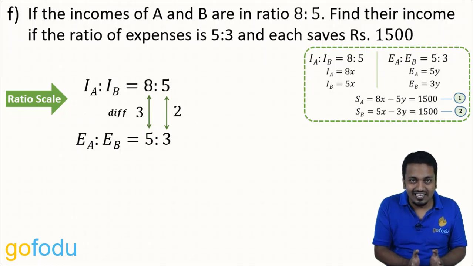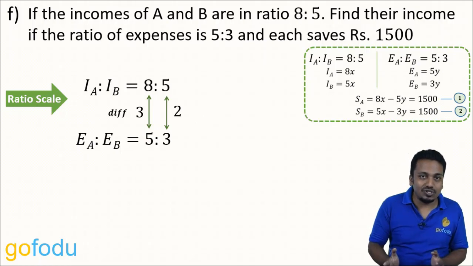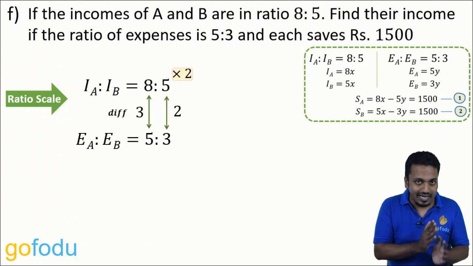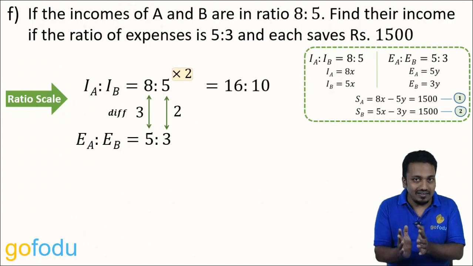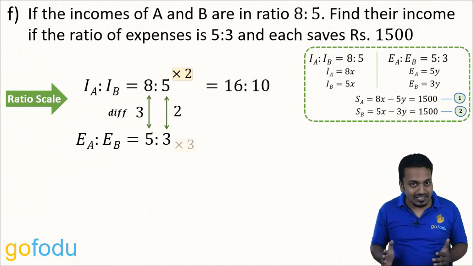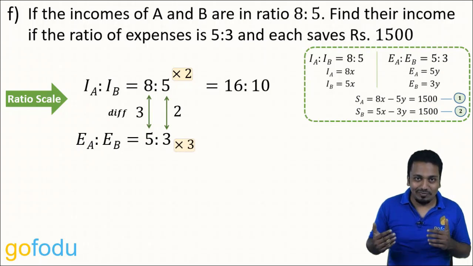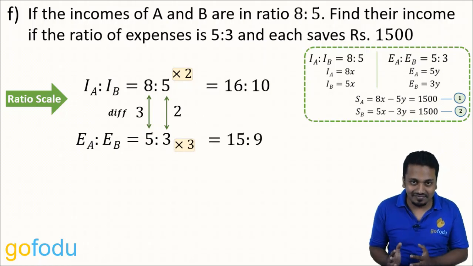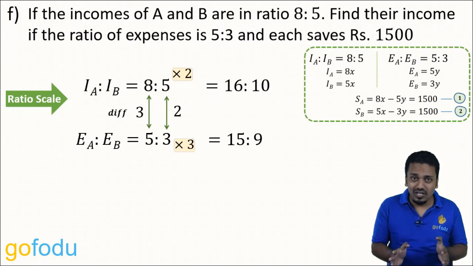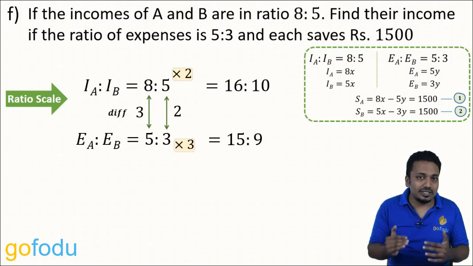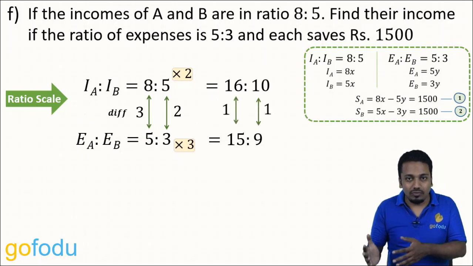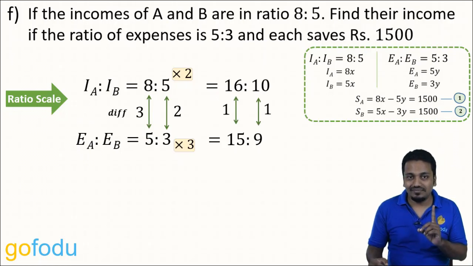For that, we can multiply the income ratio throughout by 2 and it will become 16:10, and we can multiply the expense ratio throughout by 3, so it becomes 15:9. Now, the difference income minus expense for A as well as for B is 1.